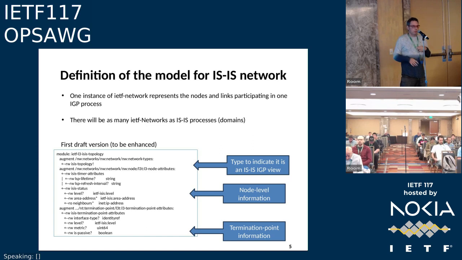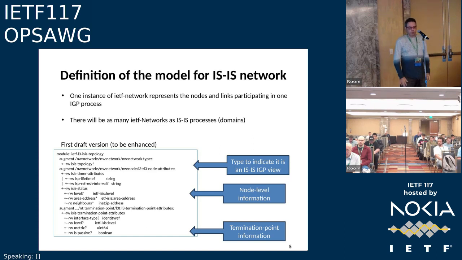So if we have, for example, 100 of these processes, we model this as 100 IETF networks. And if there is one node that participates in many of these processes, it will be present in many of these IETF networks. Just to be clear, the IETF networks are views of the network. There is not a single network; the network is the reality, and these are just views of the network that we use for purposes, okay?